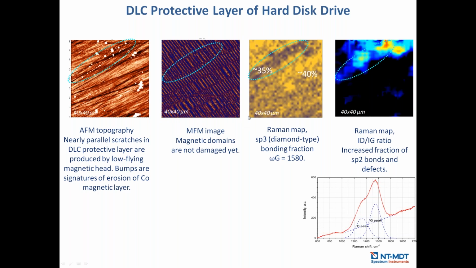By Raman mapping, we can find that sp3 hybridization is slightly smaller in such a region, and also, what is important, we can see the intensity of the D band and the ratio of D band to G band increases a lot in this region, which confirms that there are defects in the coating. So the combination of these two techniques allows a more complete investigation of the surface.